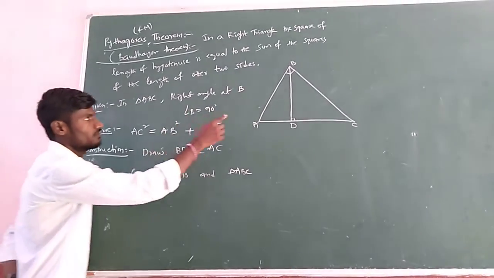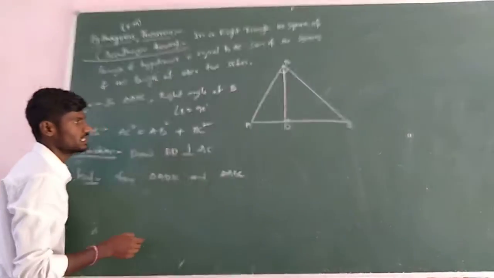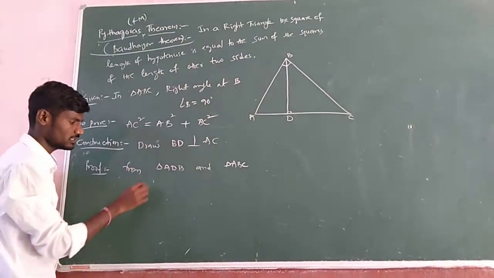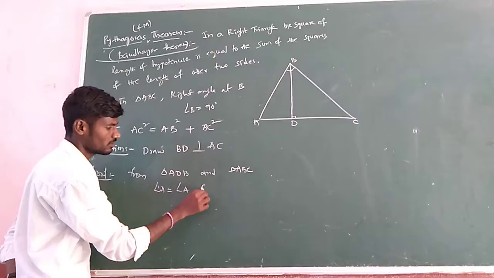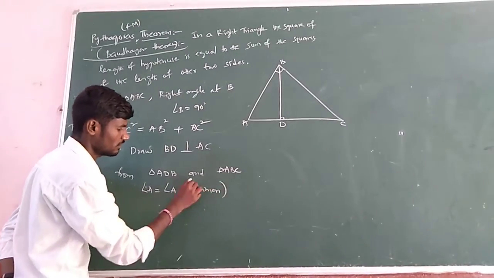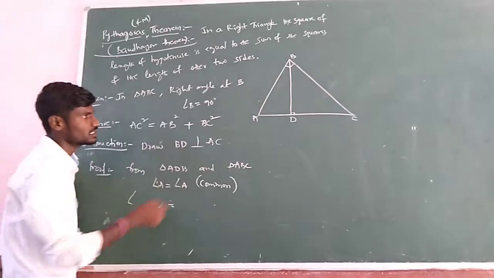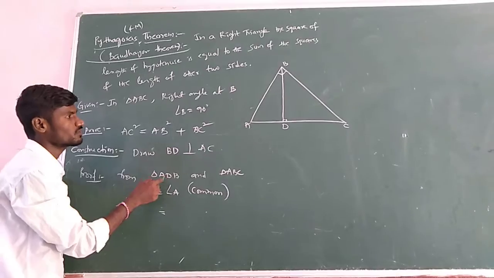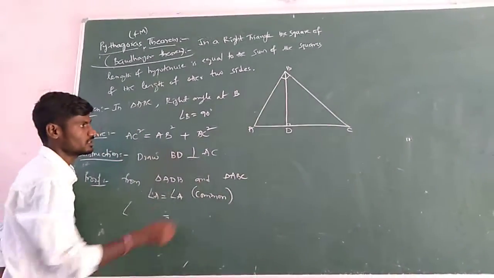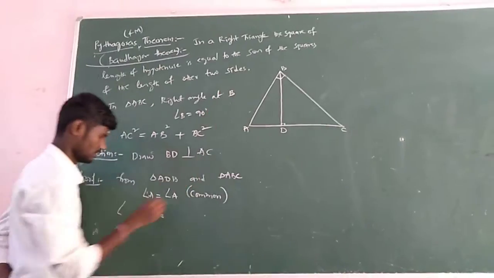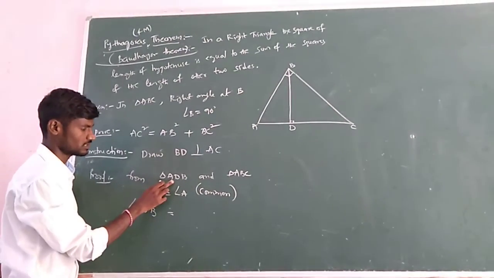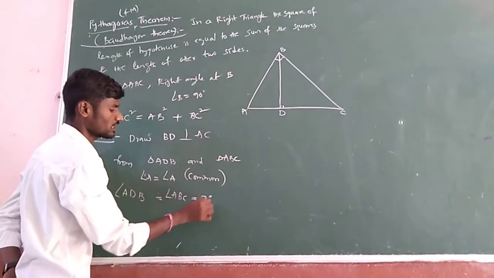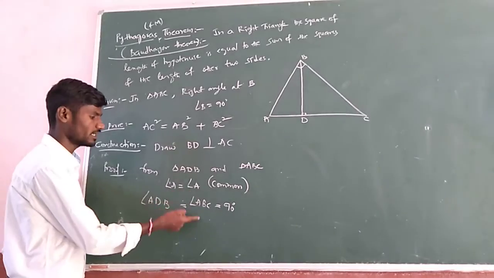If we compare, we know that angle B is 90, here angle D is 90, and in these two triangles angle A is common. Angle A equals angle A, a common angle. And coming to the right angle, what is the right angle here? Angle ABC and angle ADB. The first triangle is ADB, so in the first triangle the right angle is angle ADB, and in this triangle angle ABC is equal to how much? Both are 90 degrees. So if you observe, two angles are equal here.